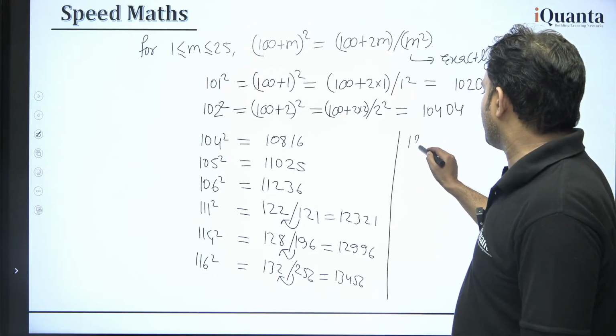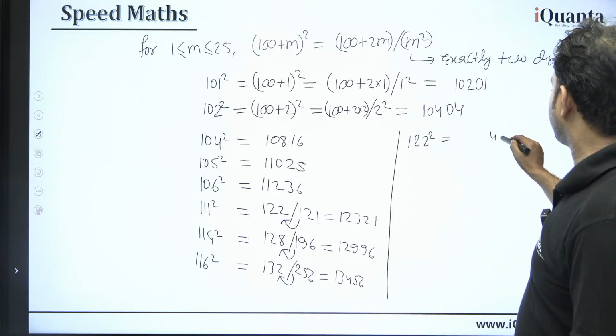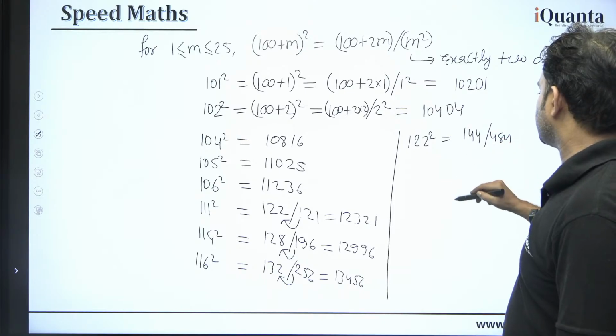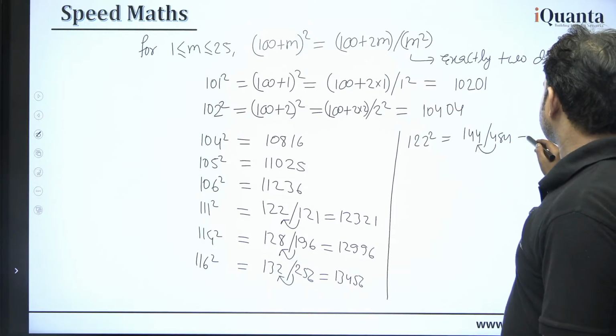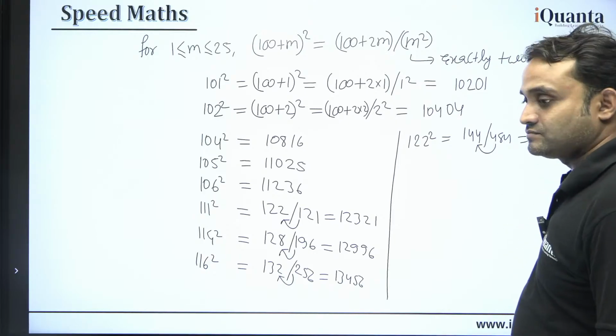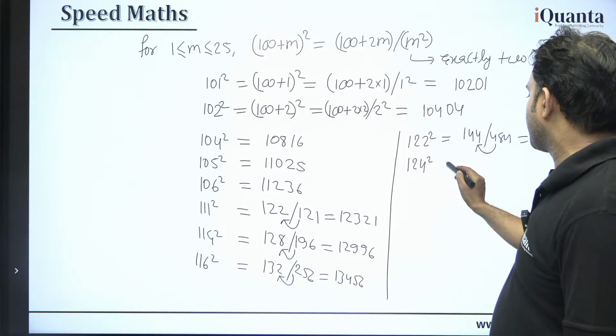Like what will be 122 square? So 22 square is 484. And 22 into 2 is 44. So this will become 144. This will be equal to 14884, right?